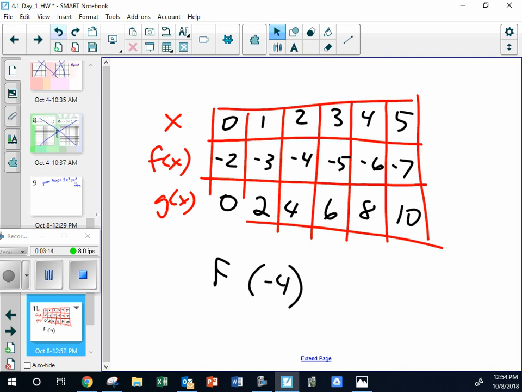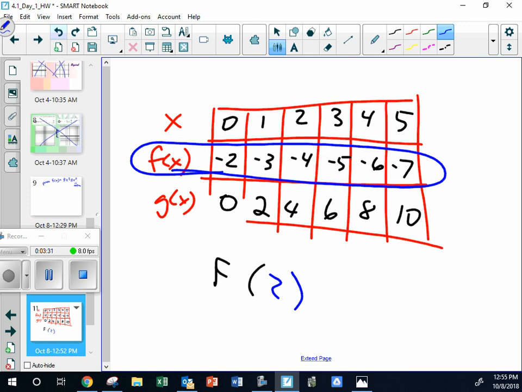All right, let's try another one. F of 2. If you do f of 2, here's the f row, technically, and here's the x is 2 column. Do you get the convergence there on the negative 4? The answer is negative 4. Raise your hand if you had negative 4. Okay, awesome. Then here's where they get harder.